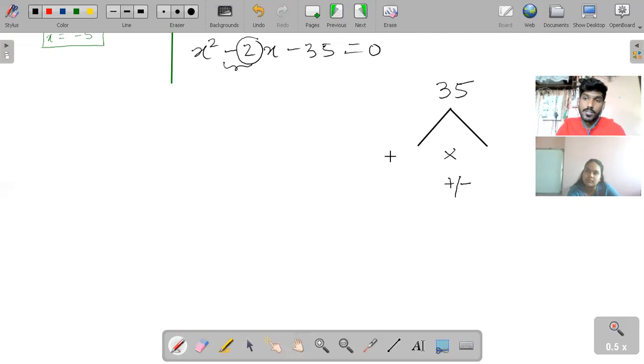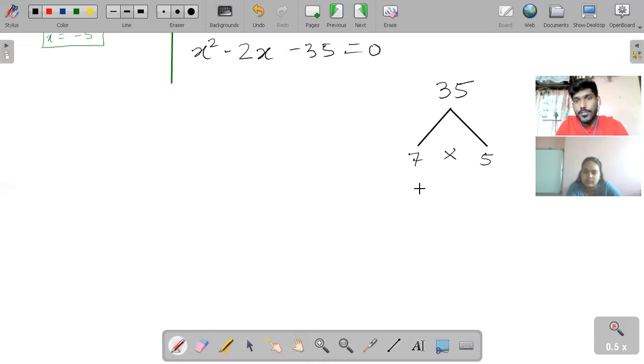Can you tell me which 2 numbers after multiplying I'll get 35? 7 and 5. Correct. 7 and 5. And if you do, okay, the middle term is minus 2, okay?